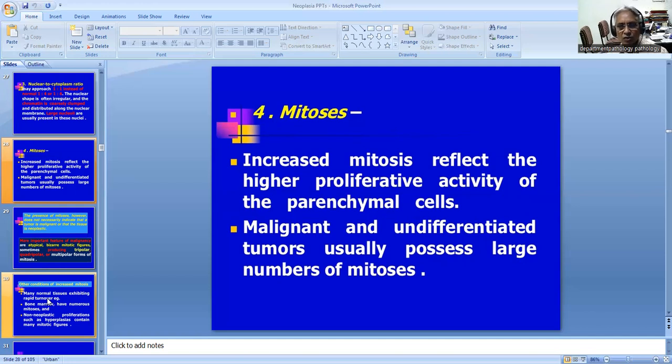Then another feature of lack of differentiation which can be measured is mitosis. So there is increased mitosis. It reflects a higher proliferative activity of the parenchymal cells. So malignant and undifferentiated tumor cells usually possess a large number of mitoses. So increase in mitotic figures is a feature of anaplasia or lack of differentiation.